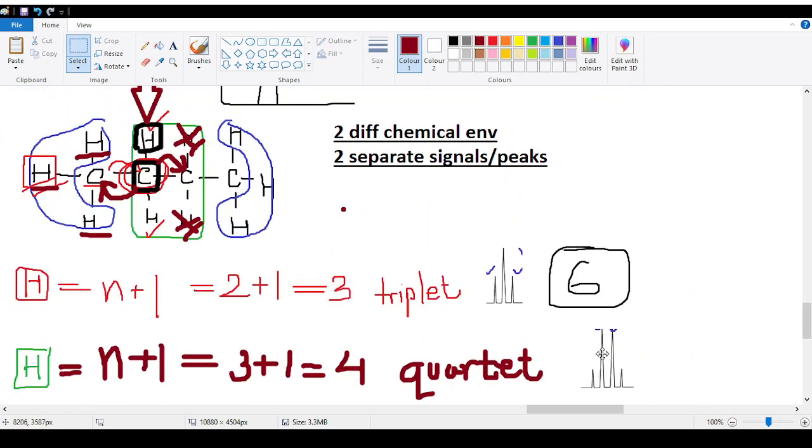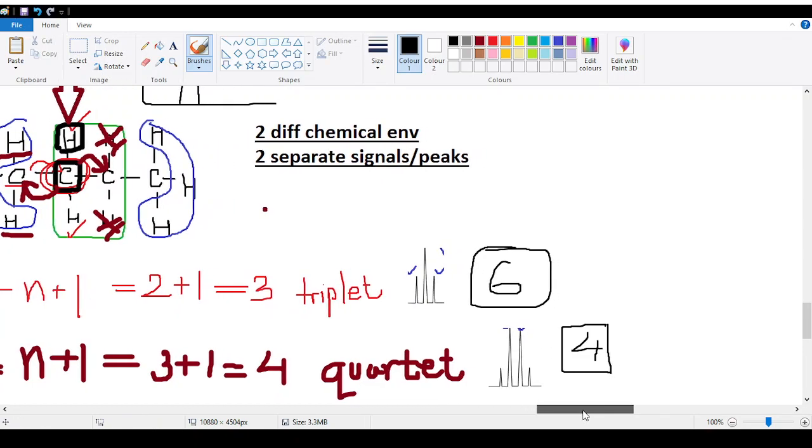A quartet pattern looks like this, all right? And how many hydrogen atoms will give you this quartet pattern? The quartet pattern is for four hydrogen atoms, the 4 which are in the green color group, right? Remember when we first checked the environment? So the ratio of the heights will be 6 is to 4.